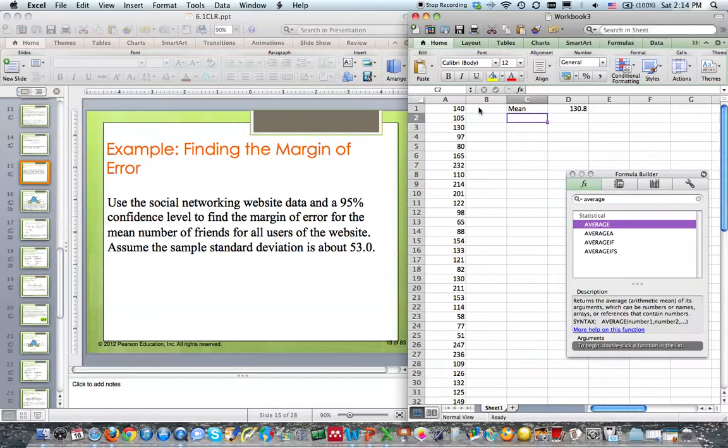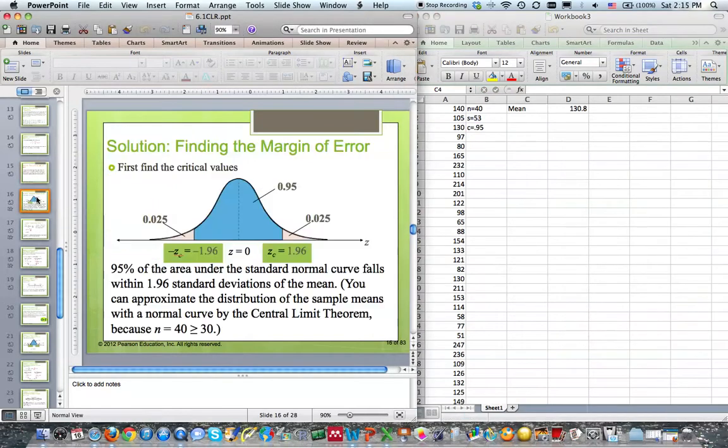So I'm going to write all that information down because I find it valuable to do that. So n equals 40, s equals 53. It says sample standard deviation. And we know that c equals 0.95. Alright, so now the error formula, first I need to find the critical value.